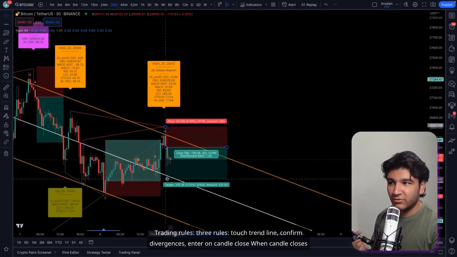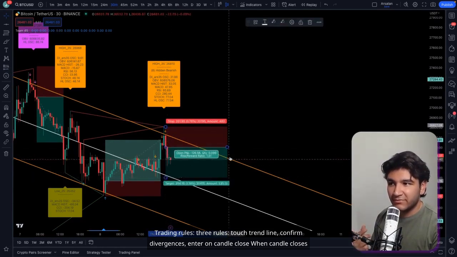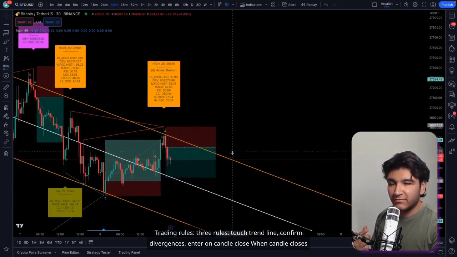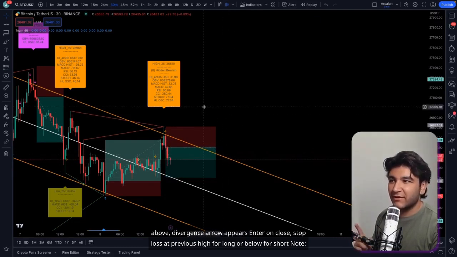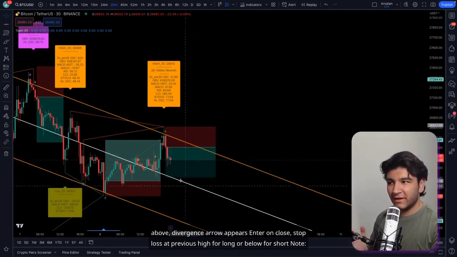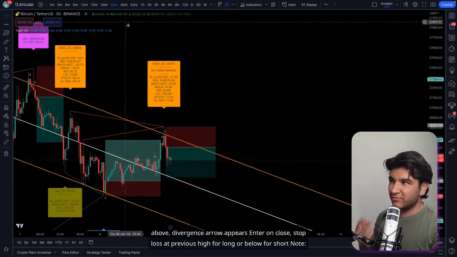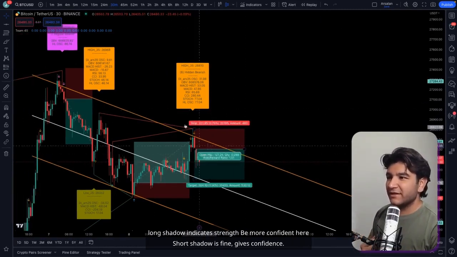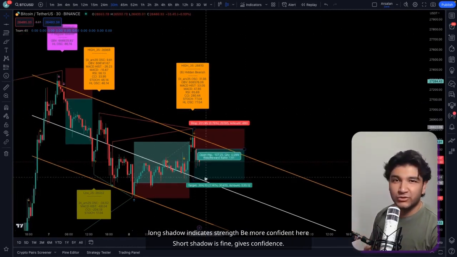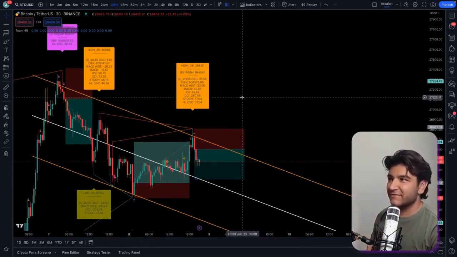Trading rules, three rules: touch the trend line, confirm divergences, enter on candle close. When the candle closes above, a divergence arrow appears. Enter on close. Stop loss at the previous high for a long, or below for a short. Note, a long shadow indicates strength. Be more confident here. A short shadow is fine, it also gives confidence.